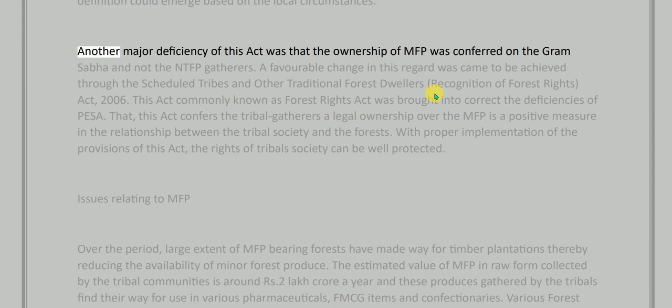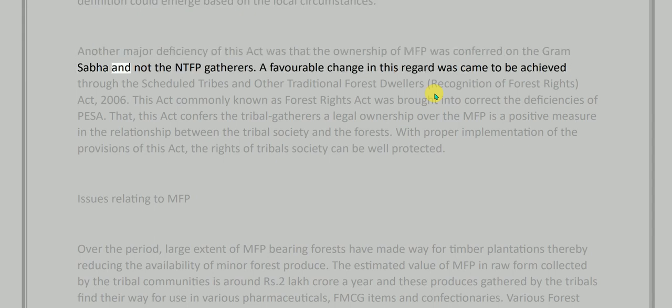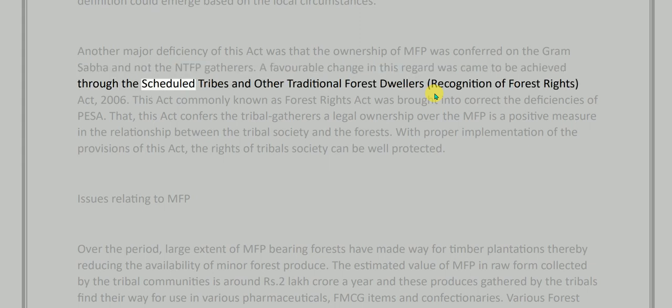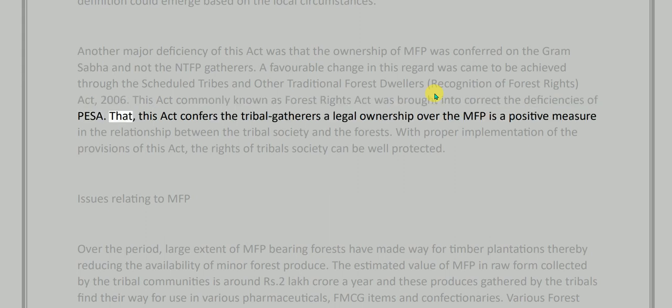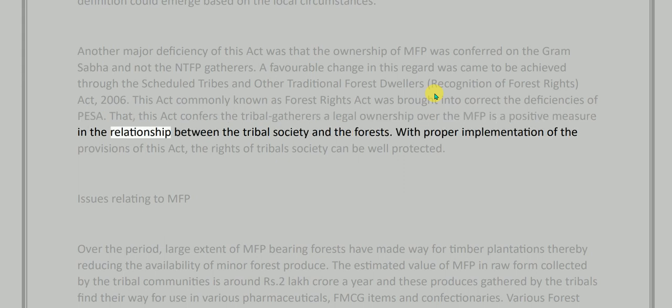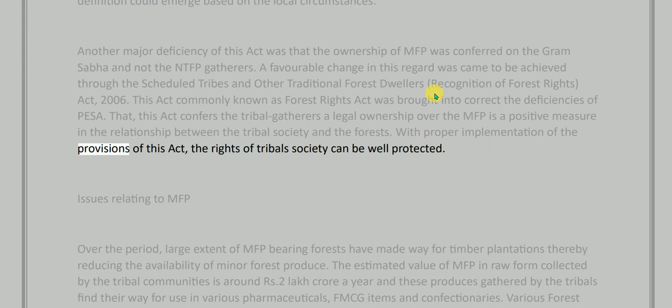Another major deficiency of this act was that the ownership of MFP was conferred on the Gram Sabha and not the NTFP gatherers. A favorable change in this regard came to be achieved through the Scheduled Tribes and Other Traditional Forest Dwellers (Recognition of Forest Rights) Act, 2006. This act, commonly known as the Forest Rights Act, was brought in to correct the deficiencies of PESA. That this act confers the tribal gatherers a legal ownership over the MFP is a positive measure in the relationship between the tribal society and the forests. With proper implementation of the provisions of this act, the rights of tribal society can be well protected.